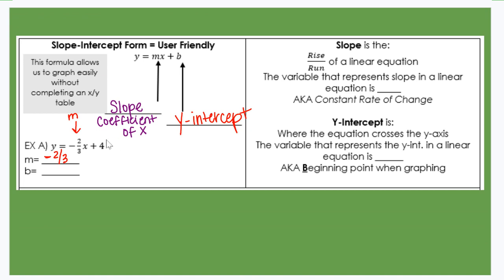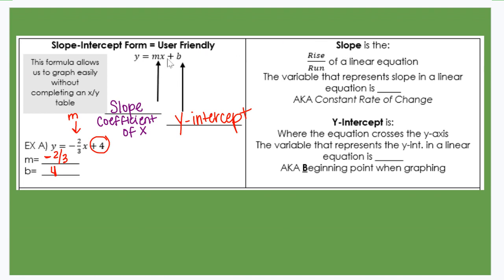All right, now let's find the y-intercept. It's always after the x, so we have our plus 4. So b, the y-intercept, is a positive 4. All right, let's learn a little bit more about the m and the b in our equation.